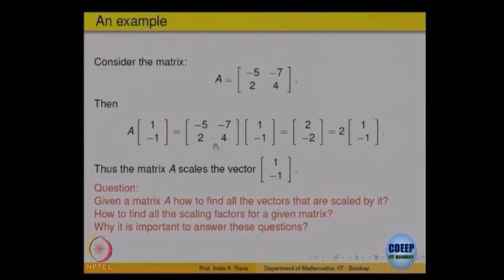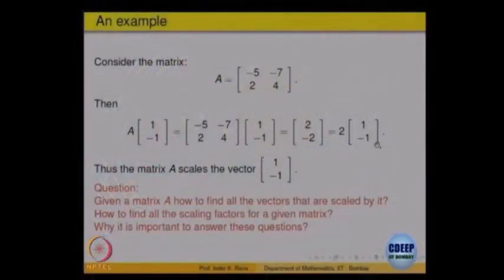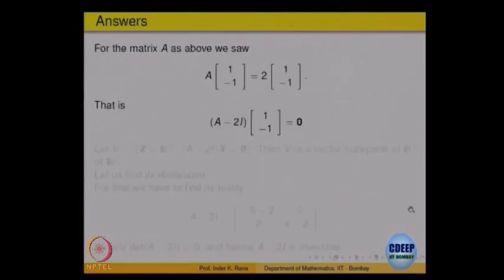Actually, if I take any other vector along this line, say 5, minus 5, that also will be scaled, but the scaling factor could be different. But here it is the same: if I take 5, minus 5, it will again be 2 times 5, minus 5. So, along that line every vector is getting scaled, that is all. Whatever vector you choose, it will be scaled by twice of that. So, the direction is sort of important. Let us look at it.